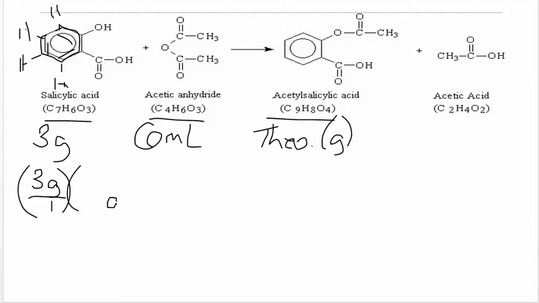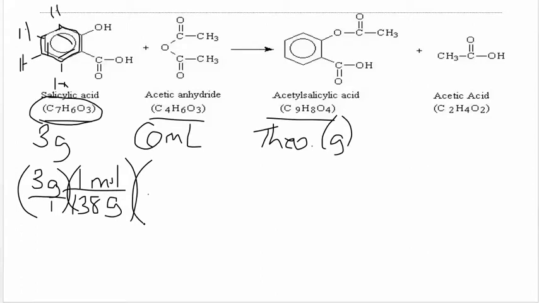I'm going to convert that to moles. This is a stoichiometry problem. So I need the molar mass of salicylic acid. Well, my formula is right here, C7H6O3. Molar mass is 138.